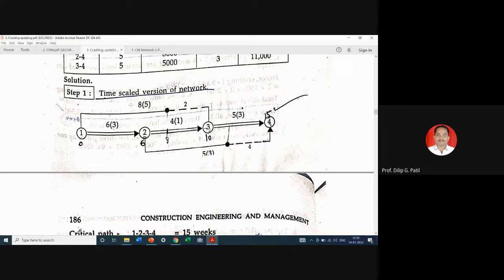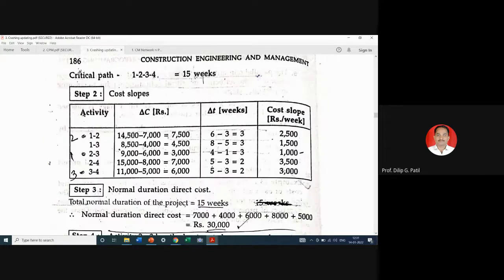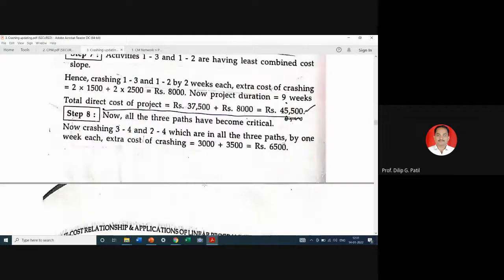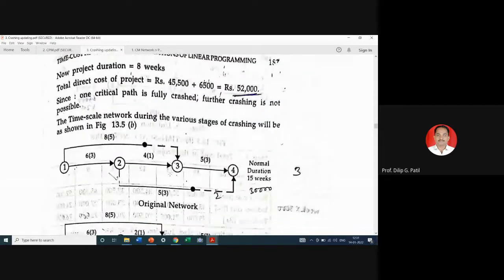So indirectly ह्या क्रिटिकल पाथच्या कंपॅरिझनमध्ये ह्या ॲक्टिव्हिटीला किती एक्स्ट्रा टाइम आहे ते आपण कन्सिडर केलं होतं. मग आता ह्याचंच ड्युरेशन कमी करत आहोत, तर ऑब्व्हियसली याचं पण 2 ने कमी होणार आहे, याचं पण 2 ने कमी होणार आहे. And that we have to show in next network. We have to revise the network and show it like this.